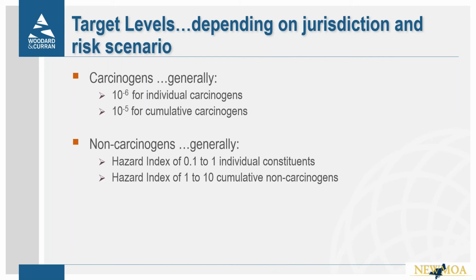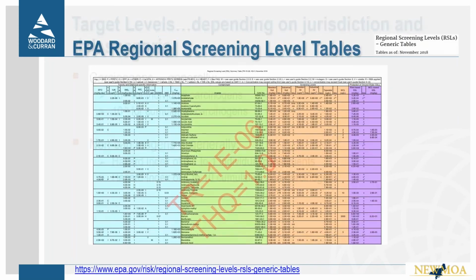Similarly, for non-carcinogens, you generally are looking at a hazard index with another safety factor of 10, of 0.1 or 1, and again, if you have cumulative non-carcinogens, you might be looking at a bright line of not having them summed up to more than 1 or 10, depending on, again, the jurisdiction and the risk scenario that you're looking at. So, punchline, yes. Good news, you don't have to deal with this.